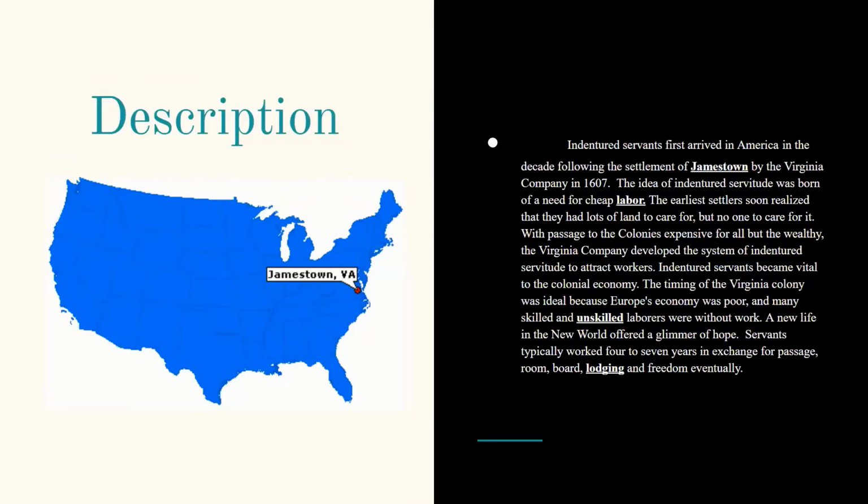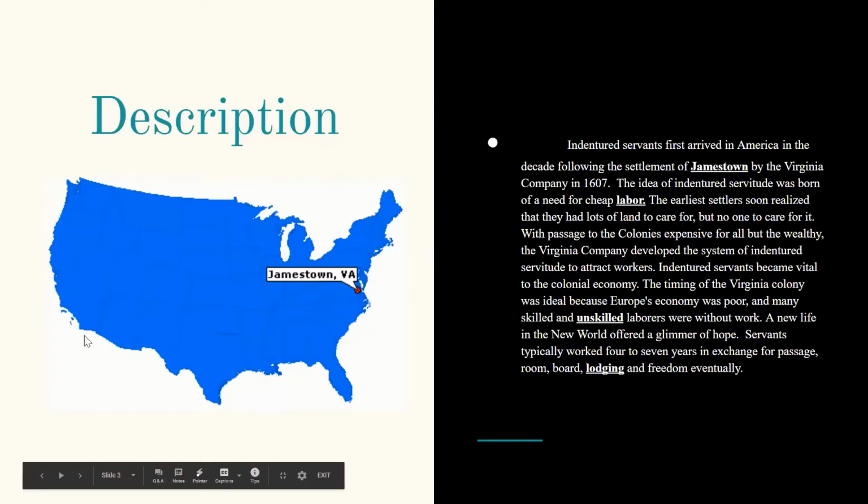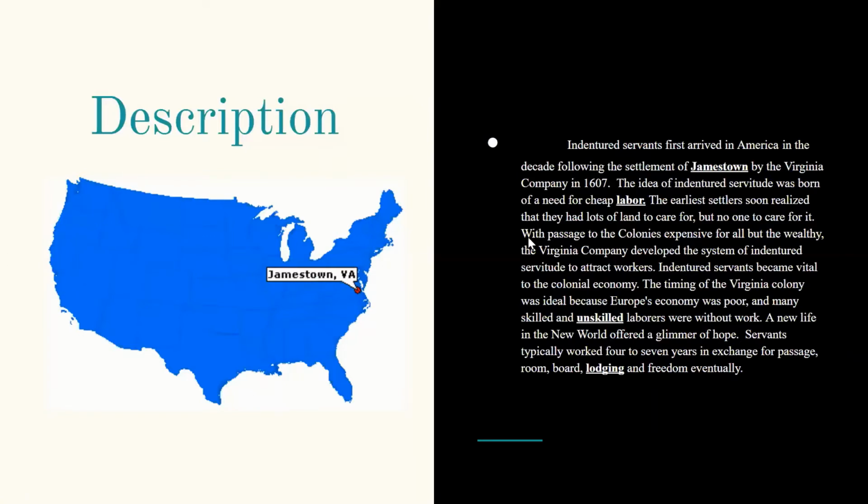Okay, so now that we've read this passage, take some time to think, what is it telling you? We know that it's a description, and we know this picture is telling us probably something important. I see one of our vocabulary words is in 2 places here. What do you think Jamestown is? Thinking about that, what do we think labor is? We know that it's next to cheap. The idea of indentured servitude was born of a need for cheap labor. What do you think labor is?